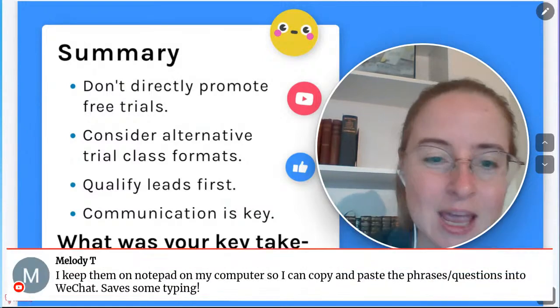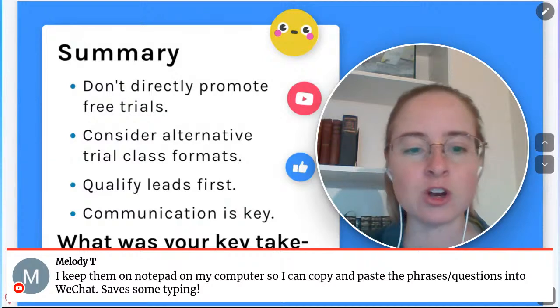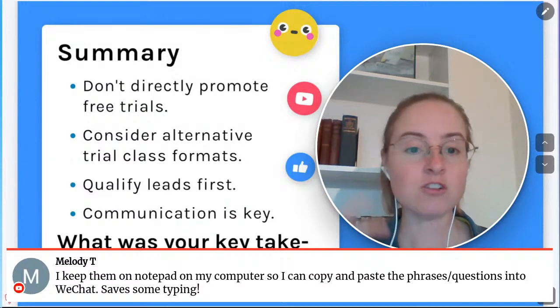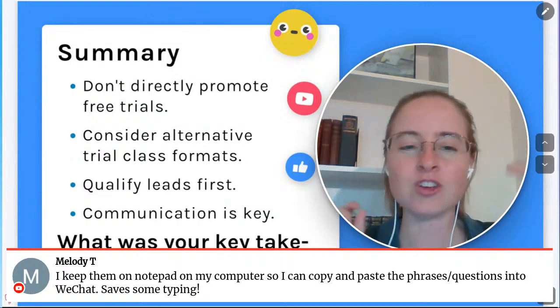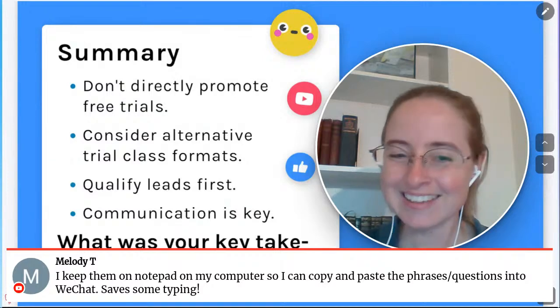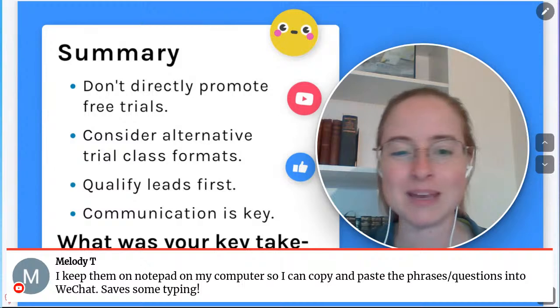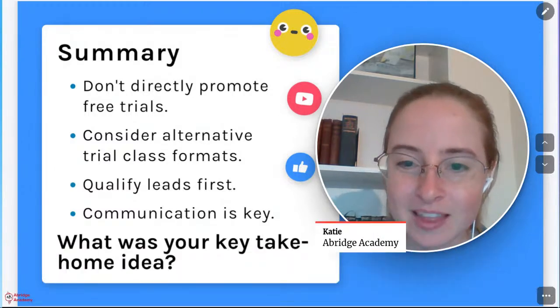Melody's saying, I keep a notepad on my computer. I can copy and paste messages or questions into WeChat, which saves some typing. Yeah, so if you've got common questions you're asking, or your first reach-out message to people, save the messages at work. Keep track of what kind of messaging is working for you. And yes, copying and pasting things does speed things up a little bit.